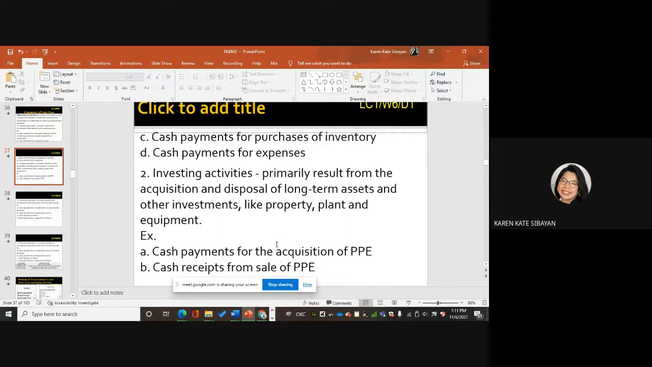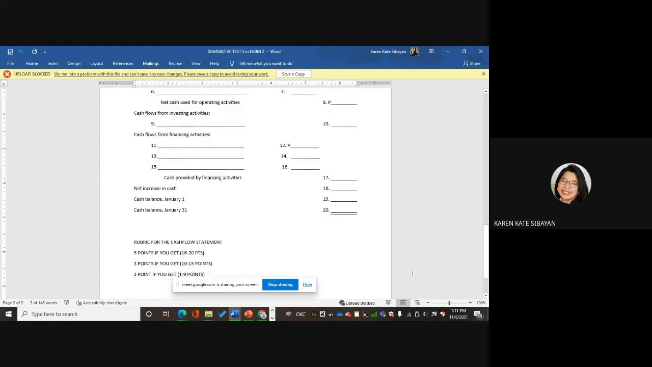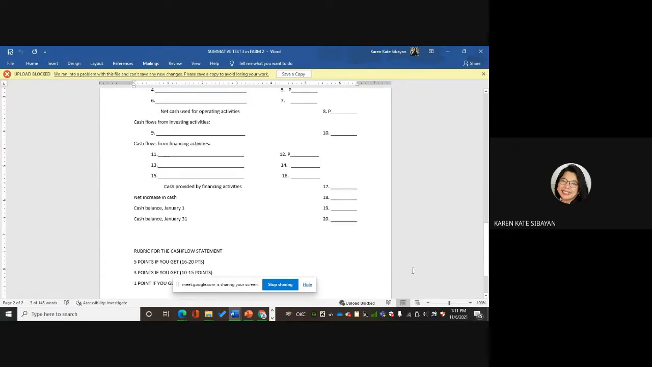And take note, class, the total of your cash in your balance sheet is also the total of your what? Cash flow statement.